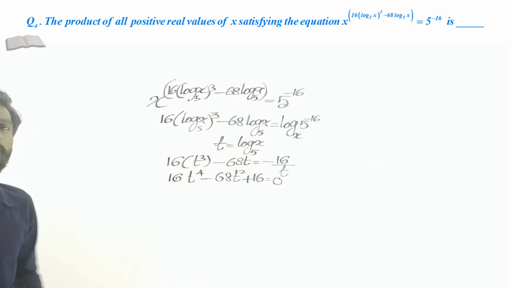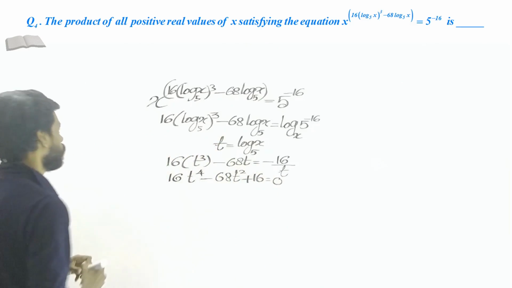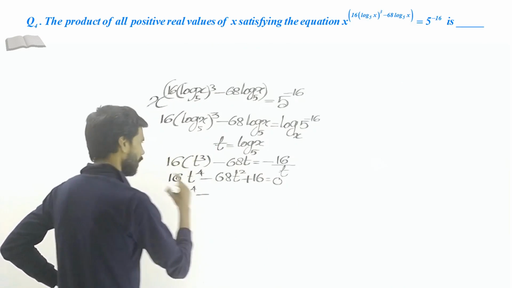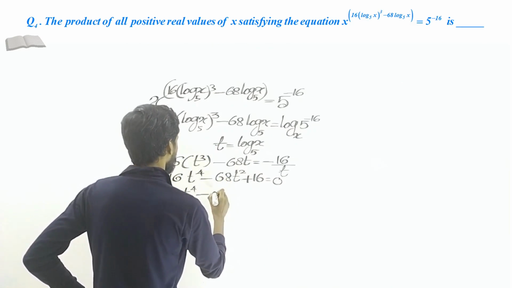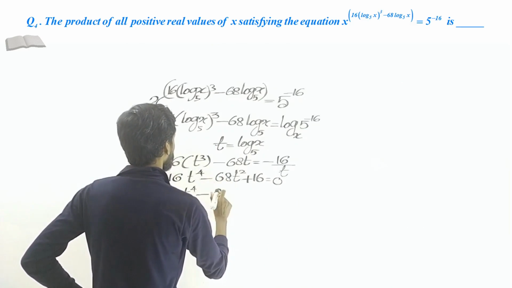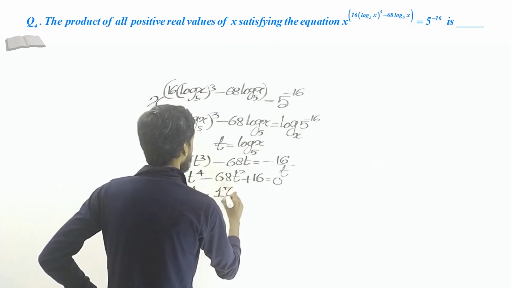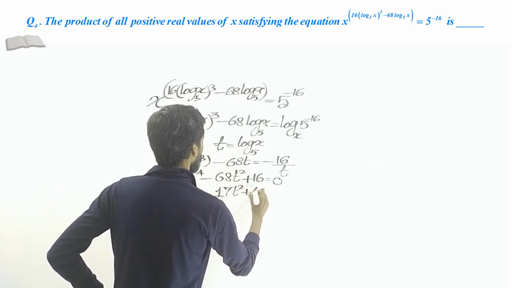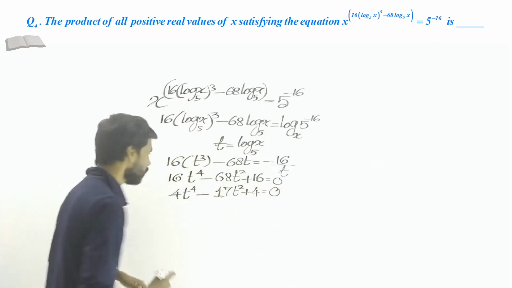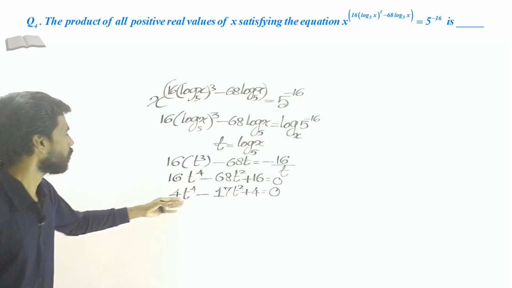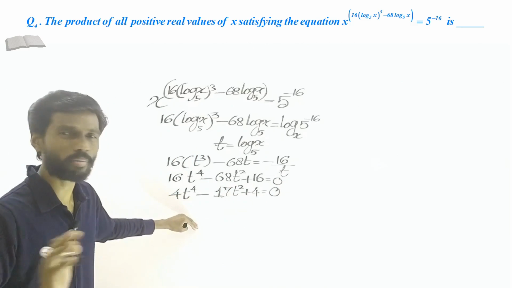Now we can cancel some term, right? So I think we can cancel 4, so 4t to the power 4 minus 17t square plus 4 equals 0. Now this is a quadratic equation in t square, and we know how to solve it. You can either factorize it or you can use the formula, whatever.